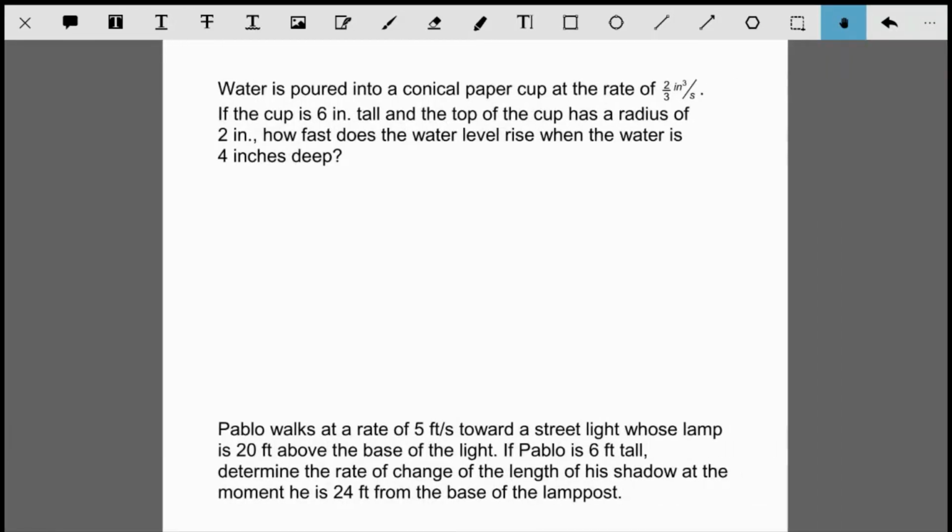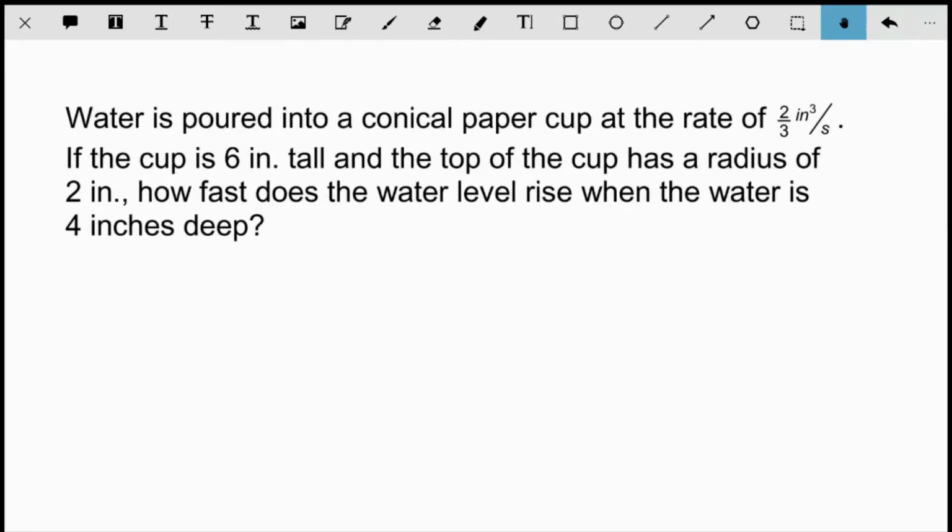All right, so I'm going to show you a mid-level difficulty example, so you can get a feel for a typical related rates problem.